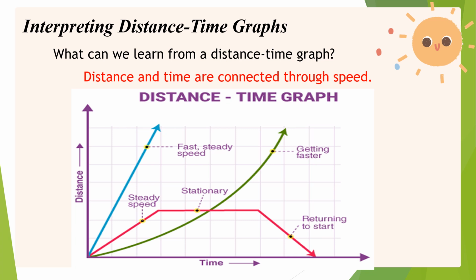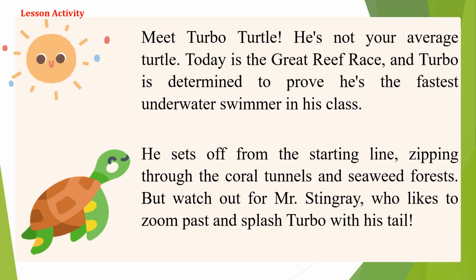So, for example, if the line goes up slowly, that means the car is traveling at a slower speed. So, if the line is steeper, it means the car is moving faster. The slope of the line helps us understand the speed of the car. This is how we can use distance time graphs to interpret speed and movement over time. Now this time we'll follow Turbo Turtle in the Great Reef Race. By plotting Turbo's movement on a line graph, we'll see how his speed changes during the race.